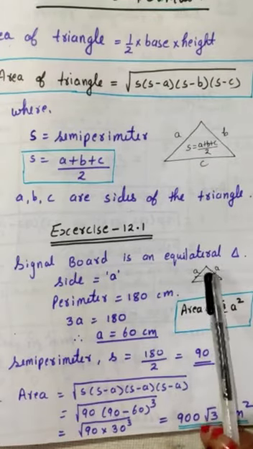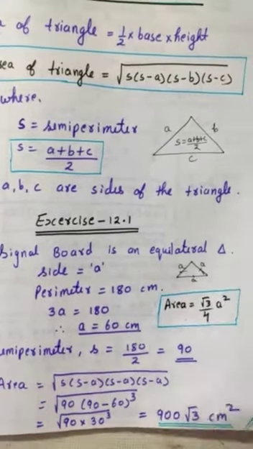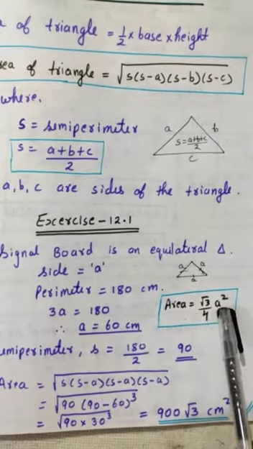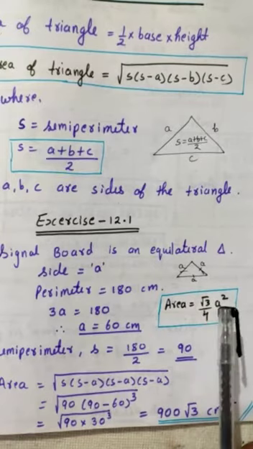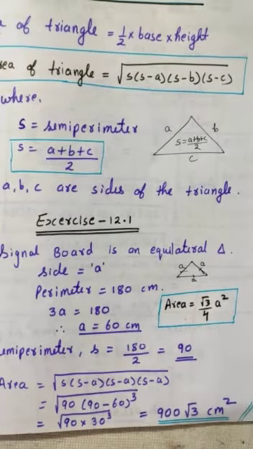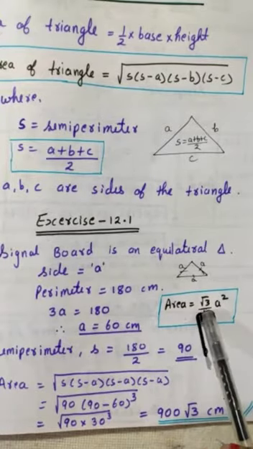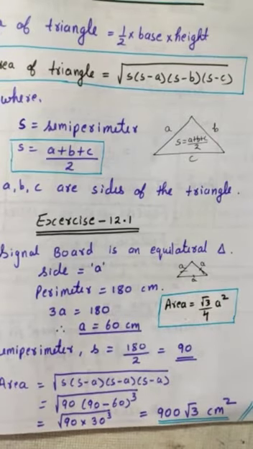Since this is an equilateral triangle, you have a special formula for calculating its area, which is root 3 by 4 a square, as I have written over here. Using this formula also you can calculate, but here I am using Heron's formula. You can verify your answer by both formulas.